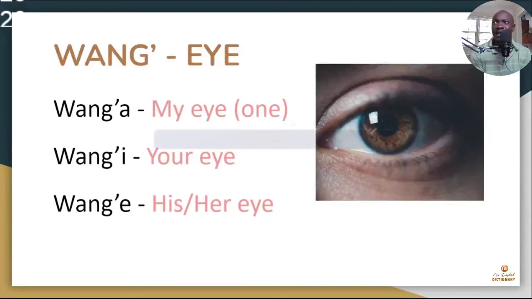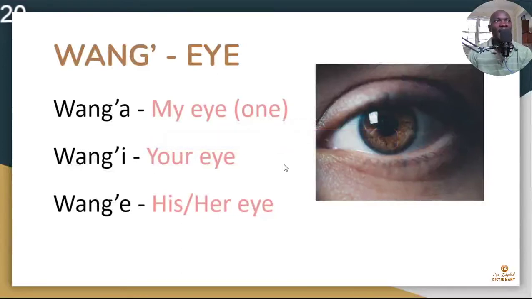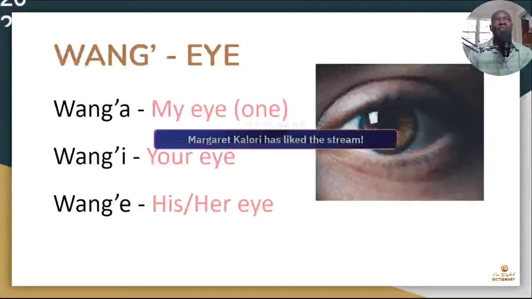Wangi, your eye. Wangye, his or her eye. Now this wang is one eye. If you have one eye, you say wang, wang'a.